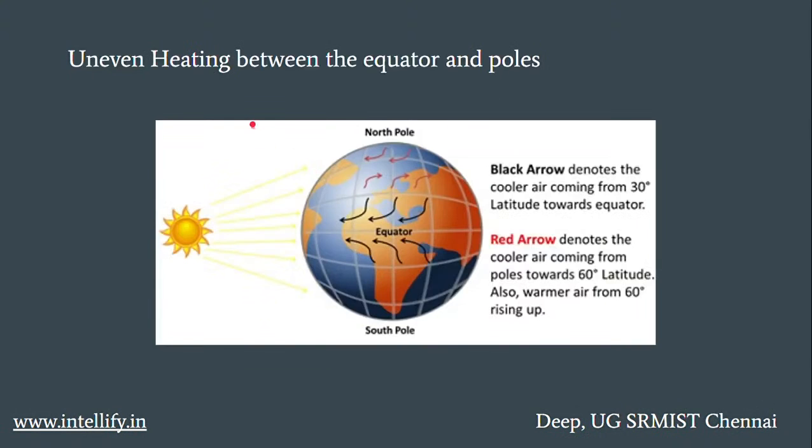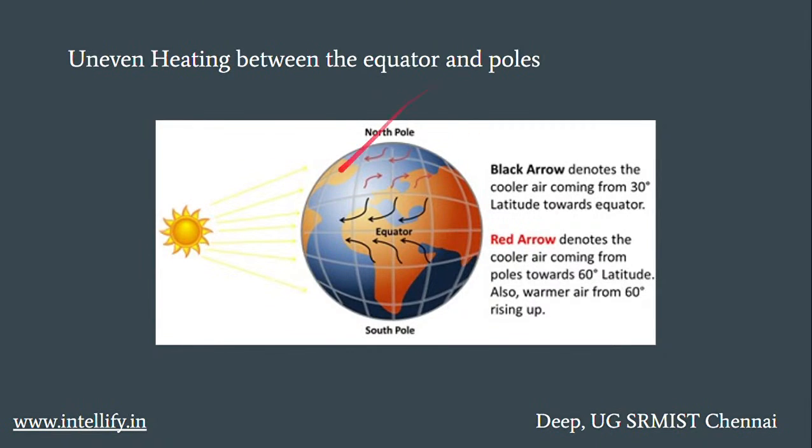So the uneven heating of the earth, what it leads to is basically convection, the phenomenon of convection that we studied earlier, wherein the air when gets heated up, it gets lighter, it moves up, rises up, and उसकी जो जगह है वो आसपास का जो cold air है वो ले लेता है.